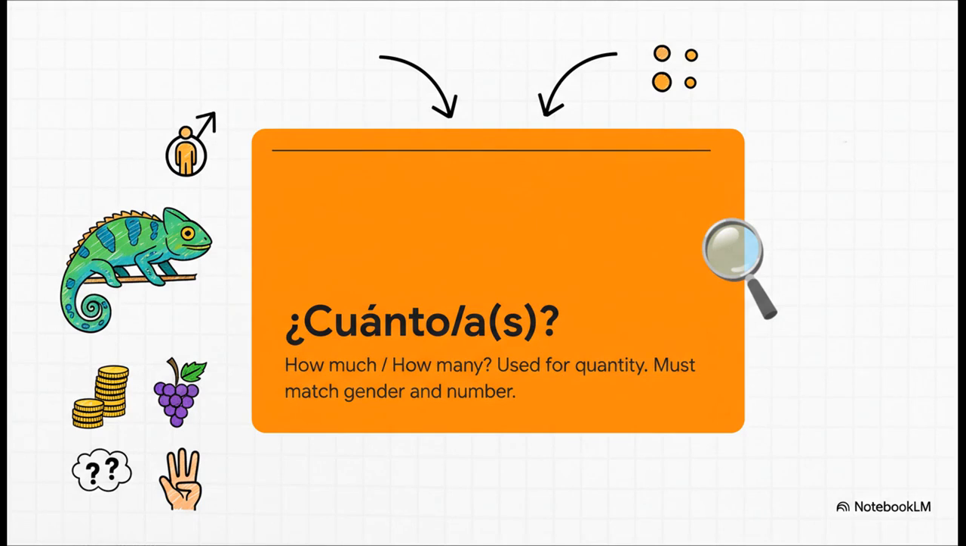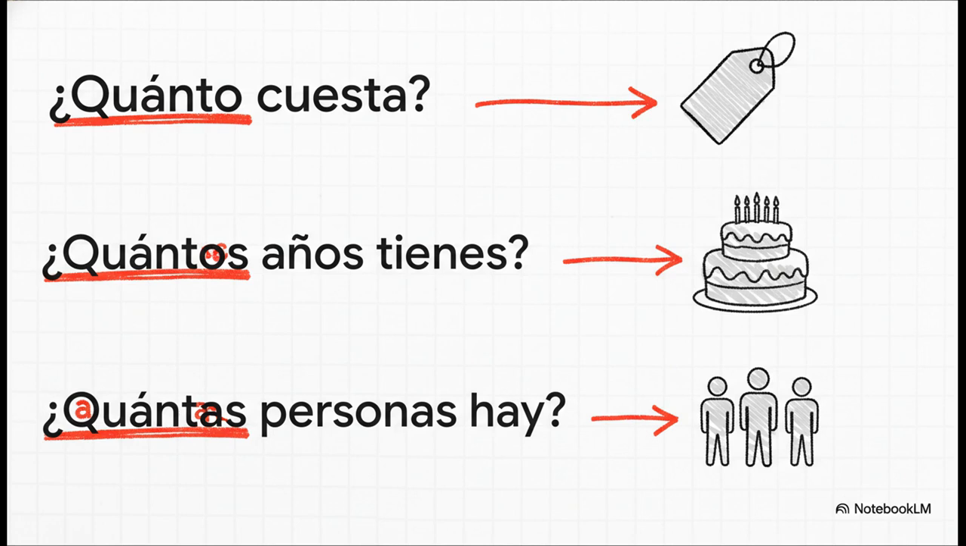Next up, let's talk about quantity with cuánto. This one's a little bit of a shapeshifter because it actually has to change its ending to match the gender and number of whatever you're asking about. Let's break that down. For money, something general, it's just ¿cuánto cuesta? But for years, which is años, a masculine plural word, it becomes cuántos. And for people, personas, which is feminine plural, it changes to cuántas. It's a small tweak, but it makes all the difference in sounding right.